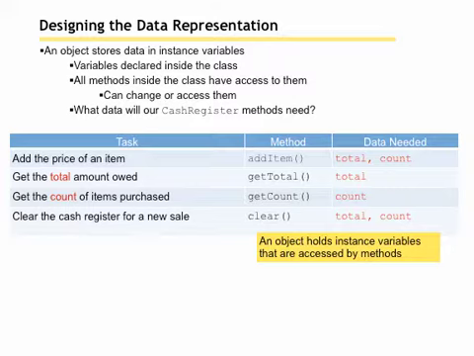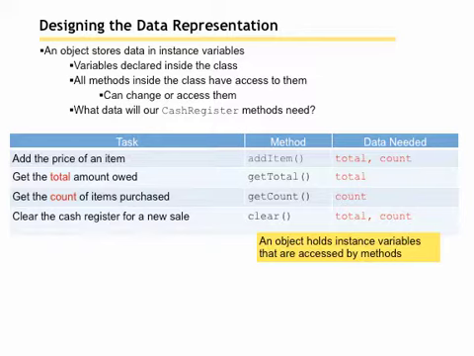Designing data representation. An object stores data in instance variables. So remember that a class stores data and methods that act on that data, and it's called encapsulation. So when we're talking about the data, these are the variables that are declared inside a class. All methods inside the class have access to them. All methods can change or access them as the programmer sees fit.